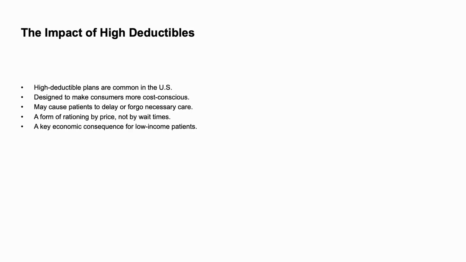In the U.S. private insurance market, high-deductible health plans have become increasingly common. A deductible is the amount of money a patient must pay out of their own pocket before their insurance coverage kicks in. These plans are designed with a specific economic purpose: to reduce moral hazard by forcing consumers to be more cost-conscious. The theory is that if a patient has to pay the first $5,000 of their medical care, they will be more prudent in their choices.